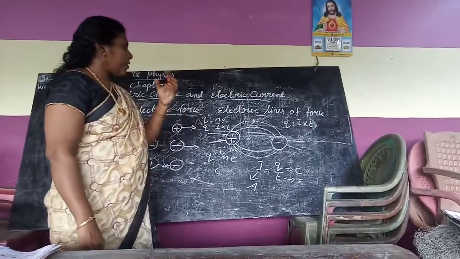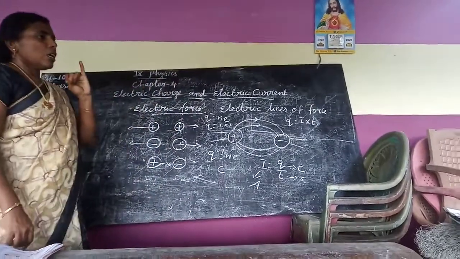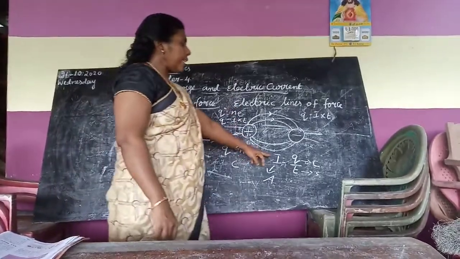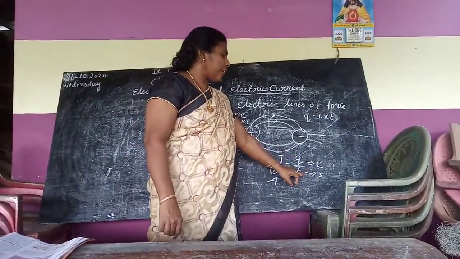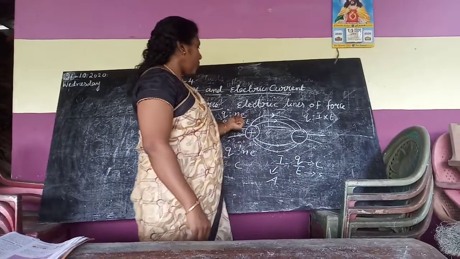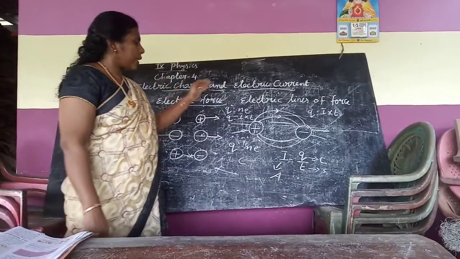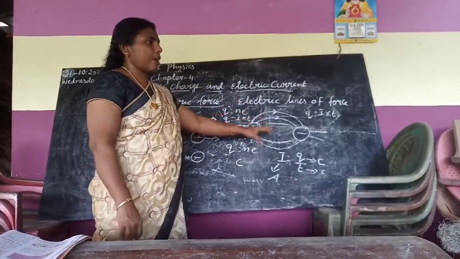Okay. So in total three formulas we have learned. Electric charge, Q equal to Ne, Q equal to I into T. Then electric current, I equal to Q divided by T. These three formulas are very, very important, we have to learn them. Next year, in 10th standard, the same formulas are there.